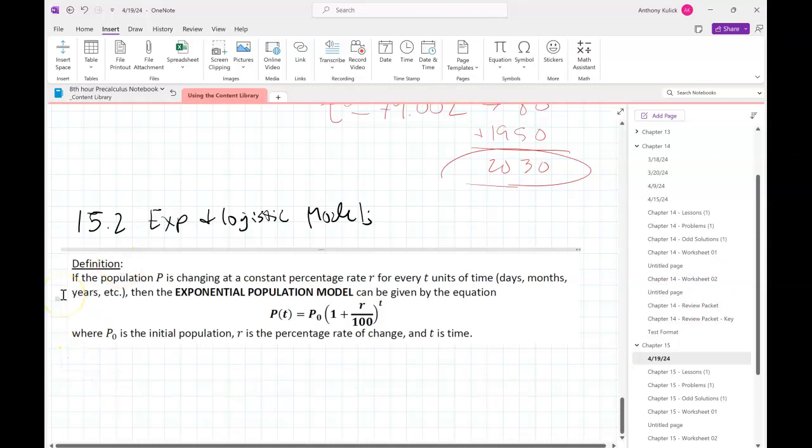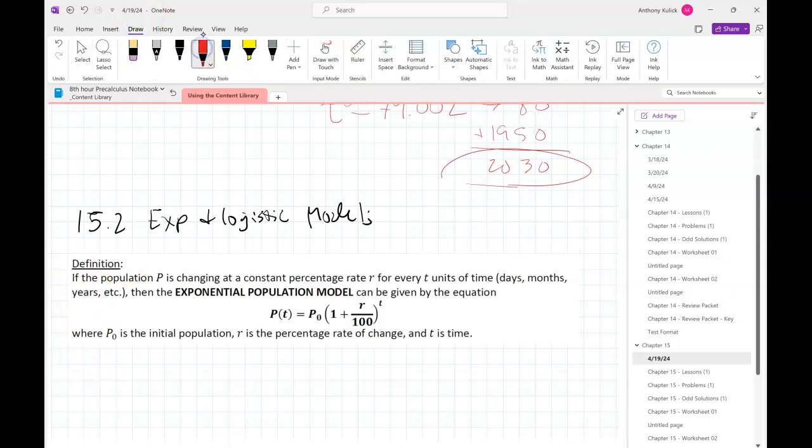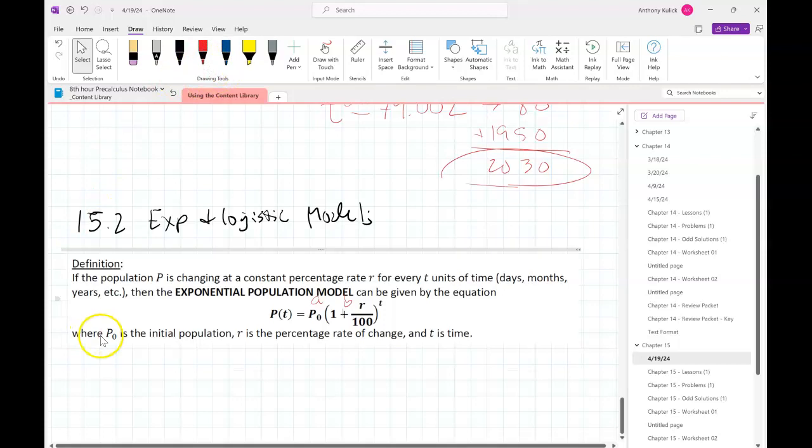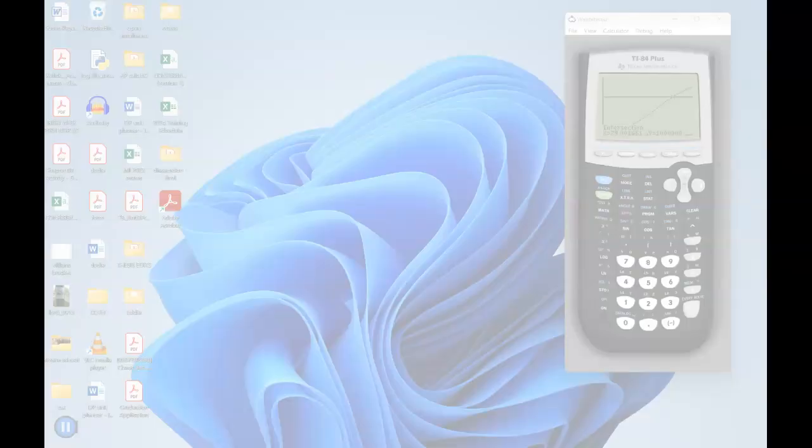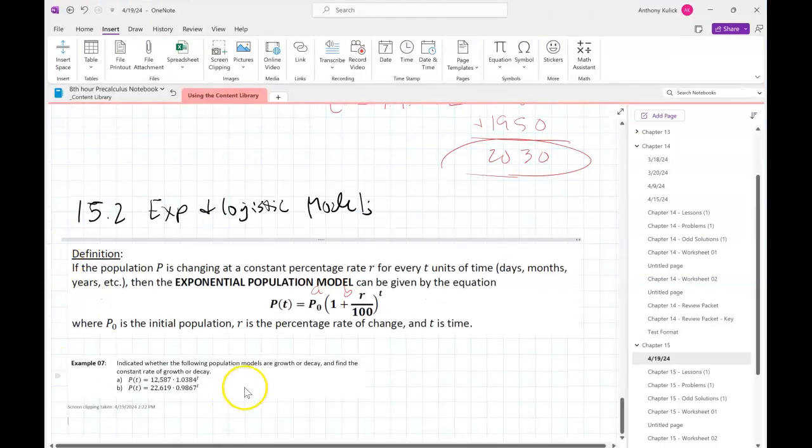So if we think about this as an exponential, A is like the P naught. The 1 plus R over 100 is like our B. Everybody see that? Remember, the B is what the exponent is too. Let's grab a quickie example.